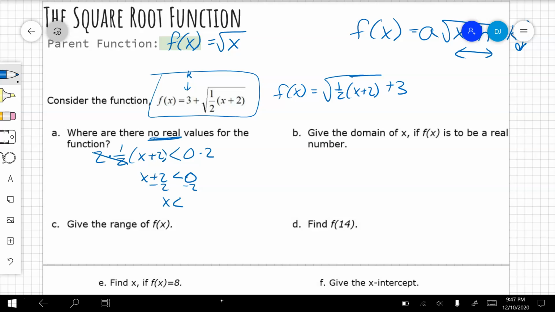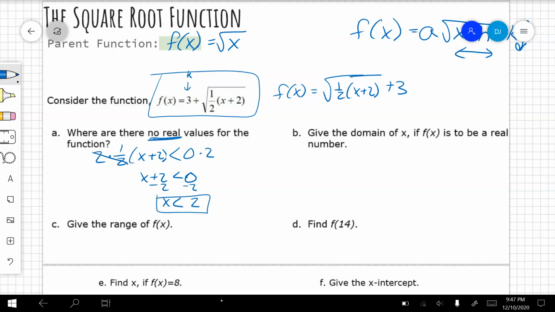X has to be less than 2. Okay. So when x is less than 2, that means we are going to end up with no real values for the function. Now the next thing that we're going to look at is give the domain of x, if f of x is to be real numbers.